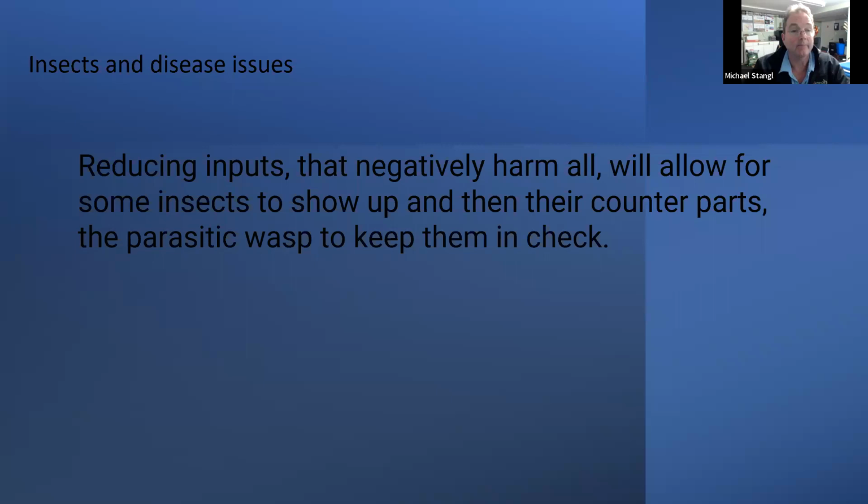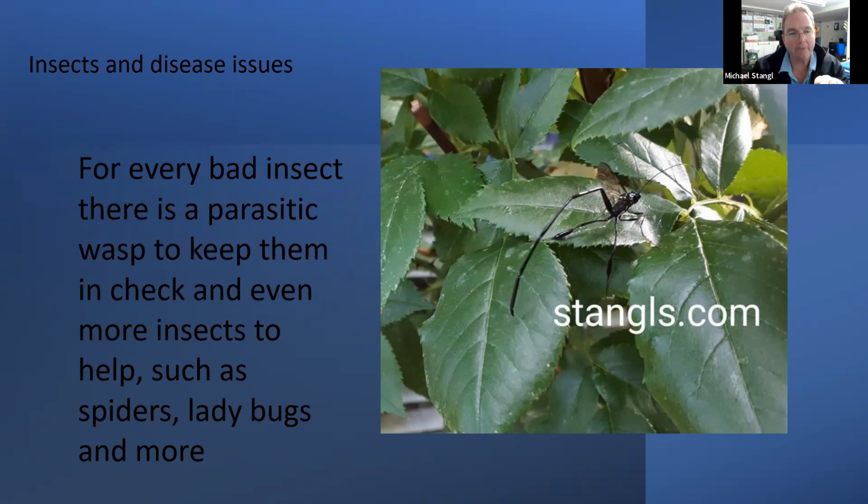Okay, so reducing inputs that negatively harm all will allow for some insects to show up. Now, there was a conversation, a podcast I listened to with John Kemp, and a professor, Mr. Lewis. He was saying having some insects there, and there's other PhDs I was talking to too, having some insects there, and this is on our lawns, for every bad insect, there is a parasitic wasp that'll come in and take them out naturally.